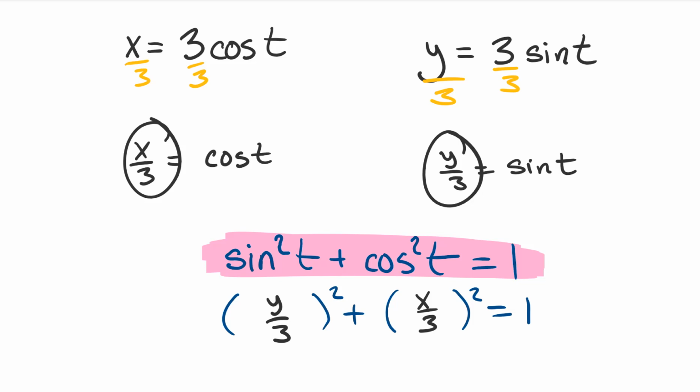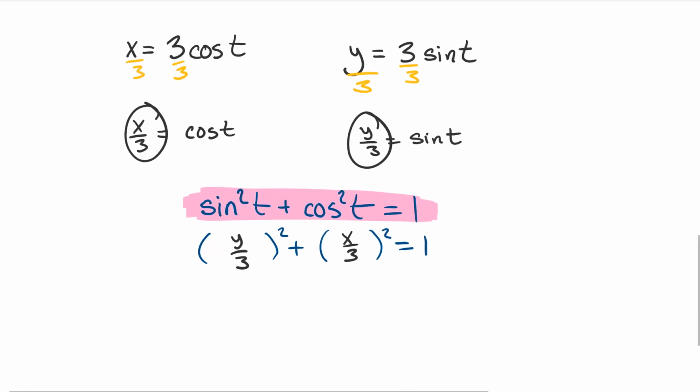Now what's about to pop out is a circle. I need you to be able to recognize the form of a circle. It's going to come back in polar, the next section we're about to mess with. So once we square it up, we get y squared over 9 plus x squared over 9 is equal to 1.